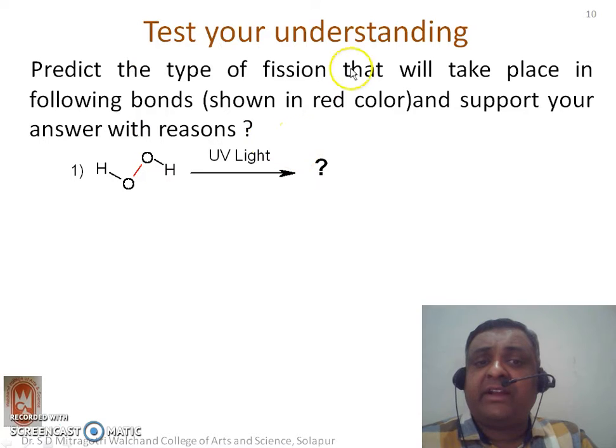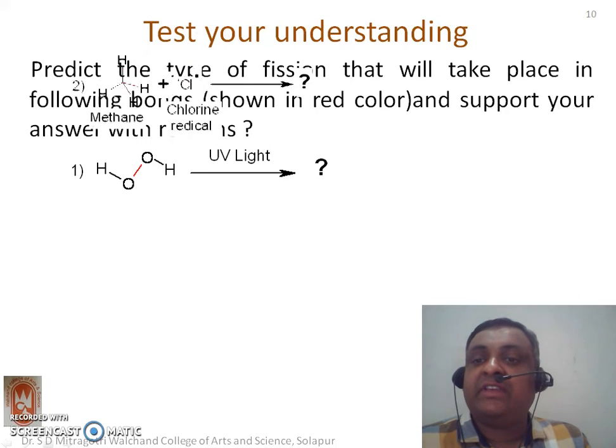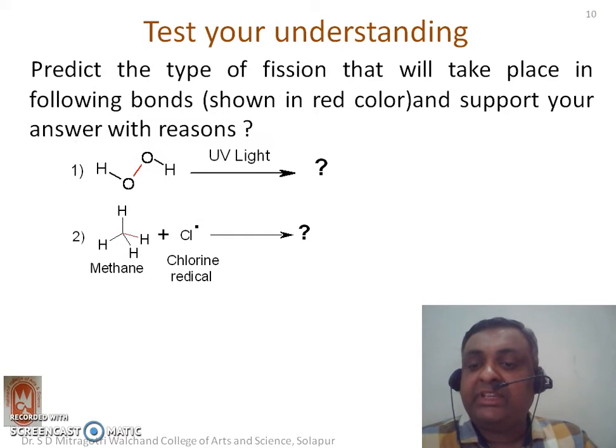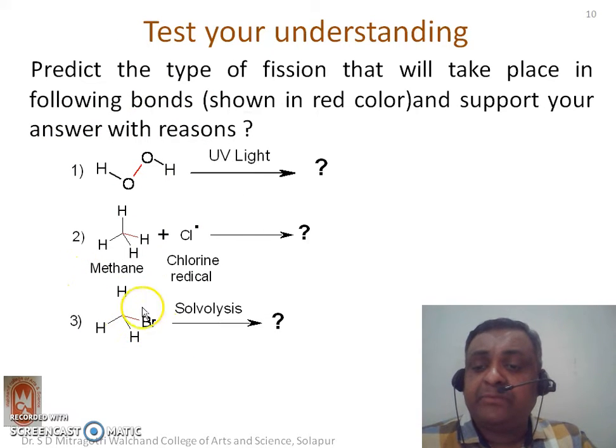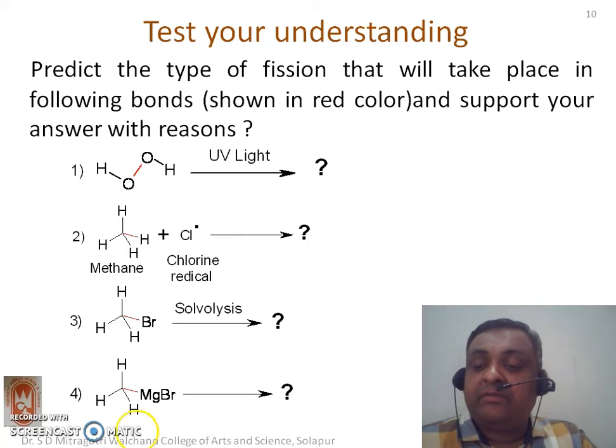You have to predict the type of fission that will take place in the following molecules. First, when you have hydrogen peroxide subjected to ultraviolet radiation, which type of fission will it undergo? Second example, when you react methane with chlorine radical, which type of fission will take place? The third, when you have methyl bromide subjected to solvolysis, how will the carbon and bromine bond break? The next, when you have methyl magnesium bromide, how will the bond between carbon and magnesium break?